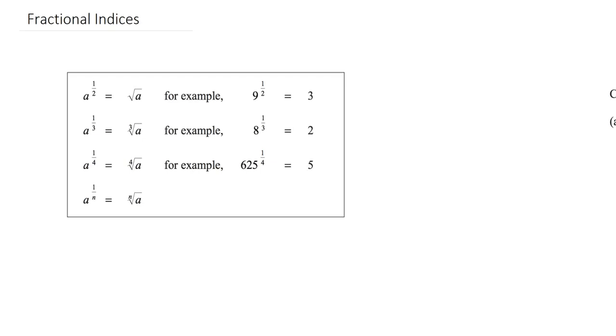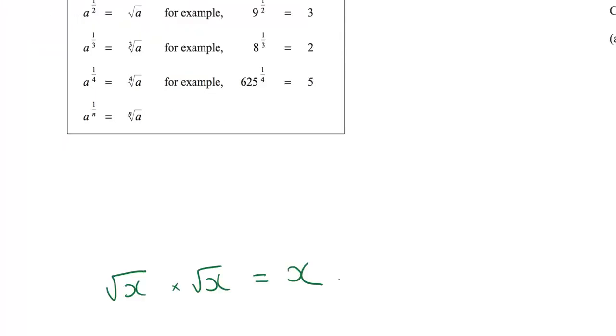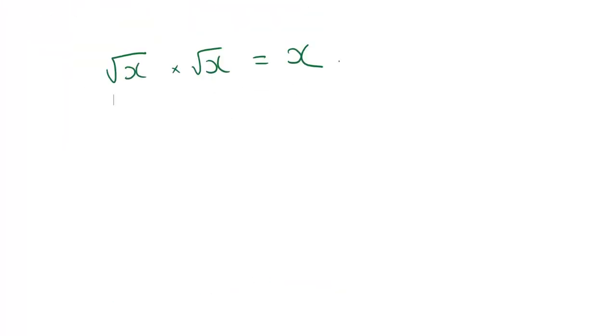So in this video, we're going to take a look at fractional indices or fractional exponents. Now, before we get on to the examples and some of that work there, let's just quickly think about something. So first of all, a square root, the definition of a square root is the number that multiplies by itself to make the original number.